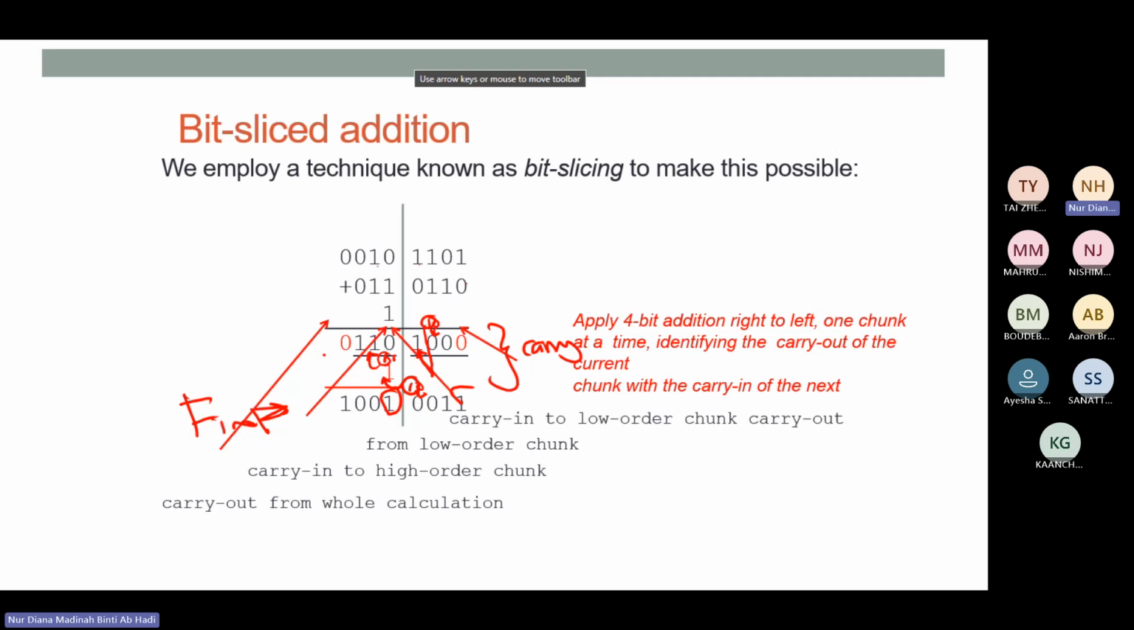So this is the same thing. It's just that you're going to have a low order chunk carry out, and then from the lower chunk, you will put it into the high order chunk. And then you have the whole carry out from the whole calculation. So that is the meaning of this drawing, of this technique. So far, do you have any questions for this one?